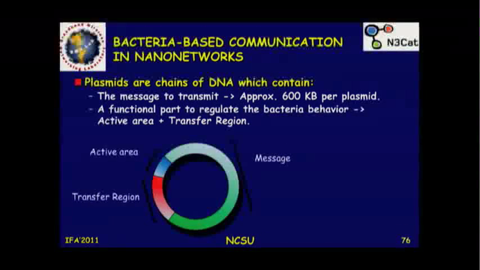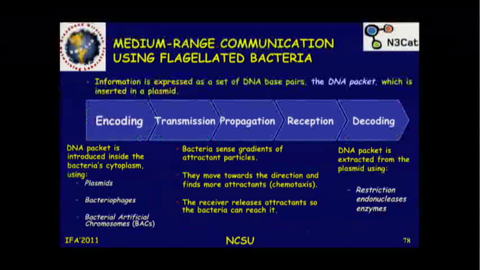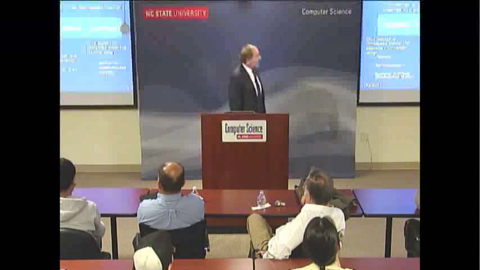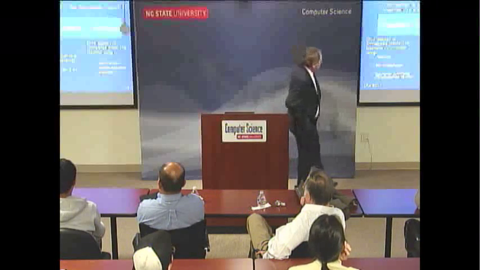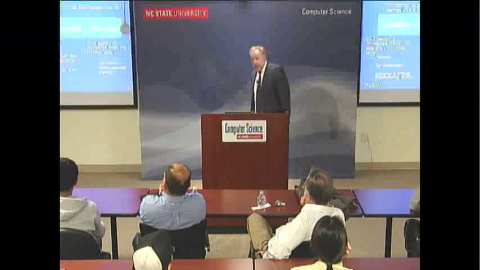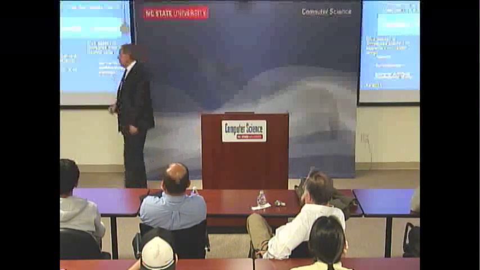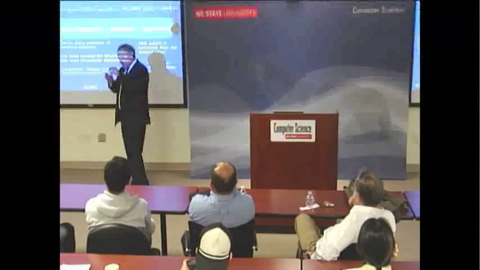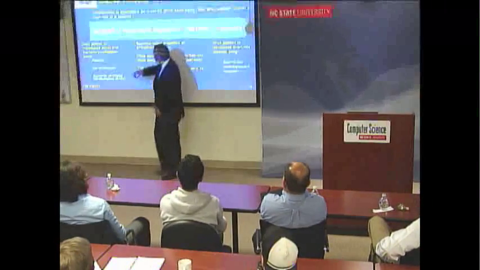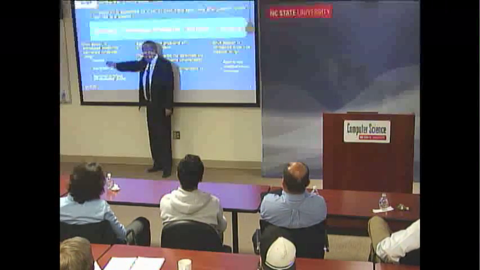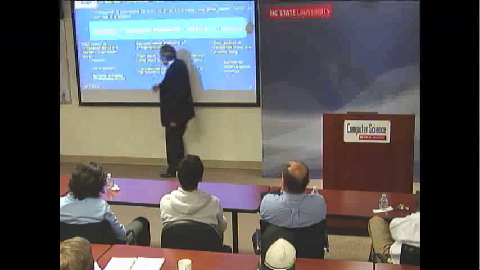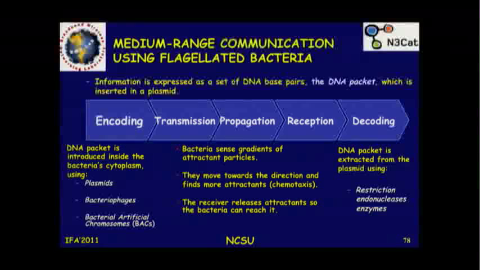So now let me jump, we don't have time to explain all of this. So all of these issues again are open. So how do we take the DNA packets, okay, and then inject them into bacteria, or that cytoplasm we call it, like in the nucleus, that one. Can we use plasmids, bacteriophages, or bacterial artificial chromosomes? And then how will they move.